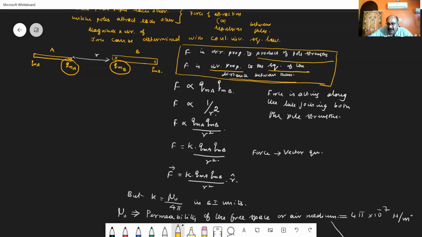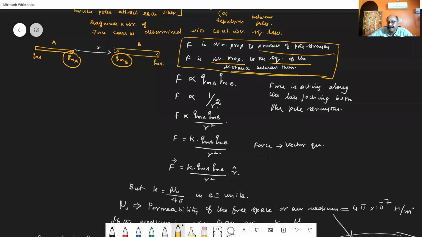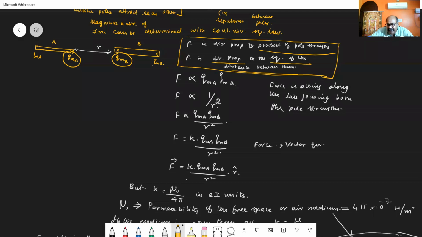So F is equal to constant K into QMA into QMB by R square. Now I am writing it in vector form. So in vector form, I can write F vector equal to K into QMA into QMB by R square into R cap, one unit vector. What is the value of K then?